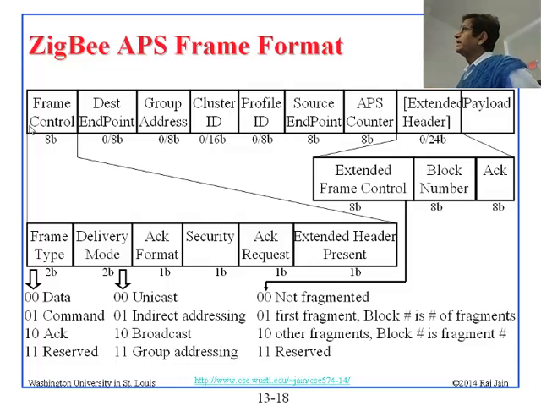And then there might be a group address, which means it is going to many endpoints. There may or may not be a 0 or 8-bit, 0 or 16-bit cluster ID, and 0 or 8-bit profile ID. Then the source endpoint, 8 bits. So this is just like a port number, right? The beginning port number and the end port number. And then you have the APS counter, which we'll discuss. Then there is a possibility of having an extended header, 0 or 24-bit.